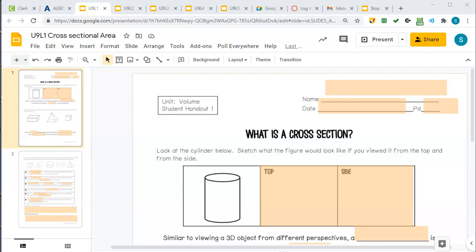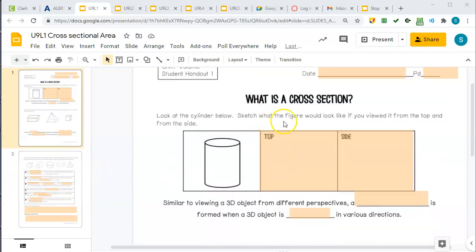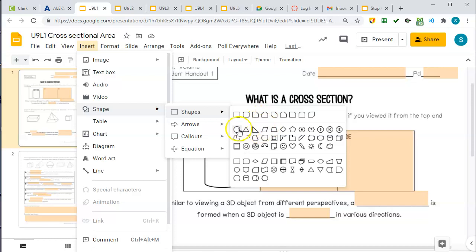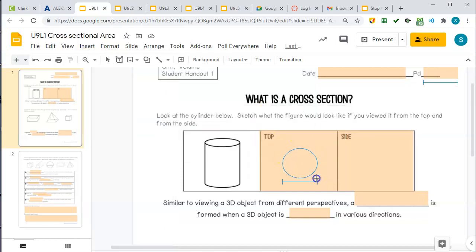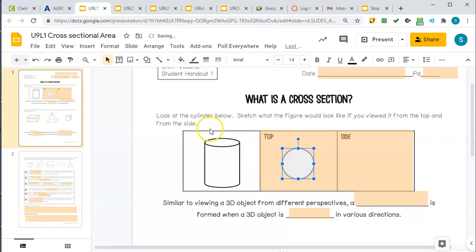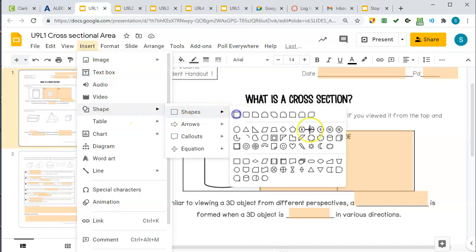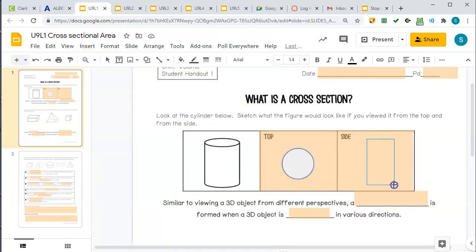Alright, so if we look at this cylinder below and we sketch what the figure would look like if you viewed it from the top and from the side. If we look at the top of this, it should look just like a circle. So let's go ahead and insert a shape of a circle. But if we look at it from the side, it's going to look like a rectangle. Something that looks like that.